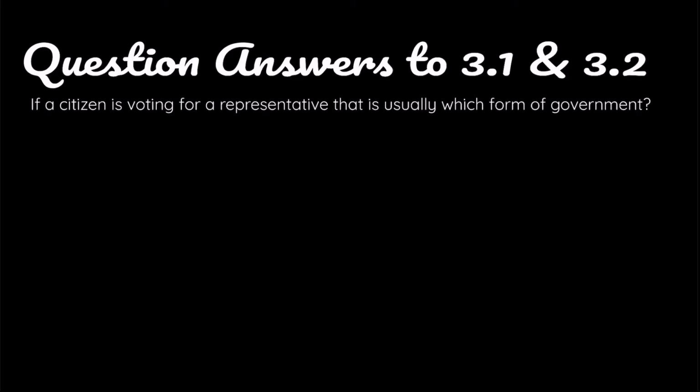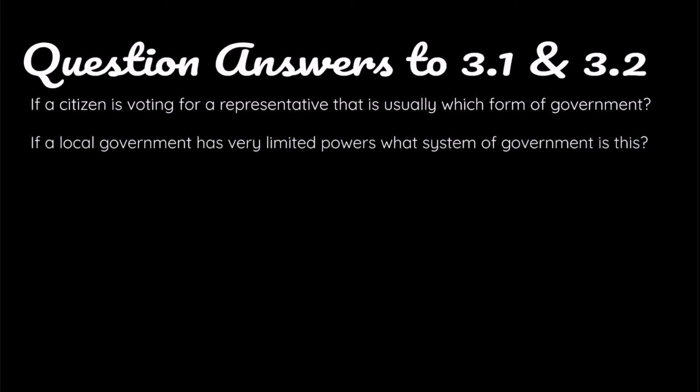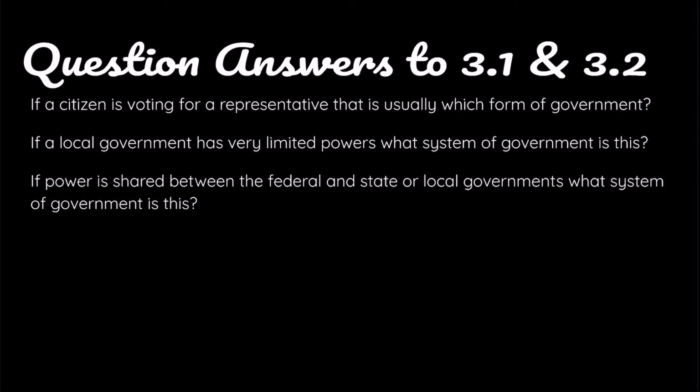Question 1 says, if a citizen is voting for a representative, that is usually which form of government? That form of government is a representative democracy. Question 2 says, if a local government has very limited powers, what system of government is this? This system of government is a unitary state. Question 3 says, if power is shared between the federal and state government, what system of government is this? This system of government is the federal system of government.